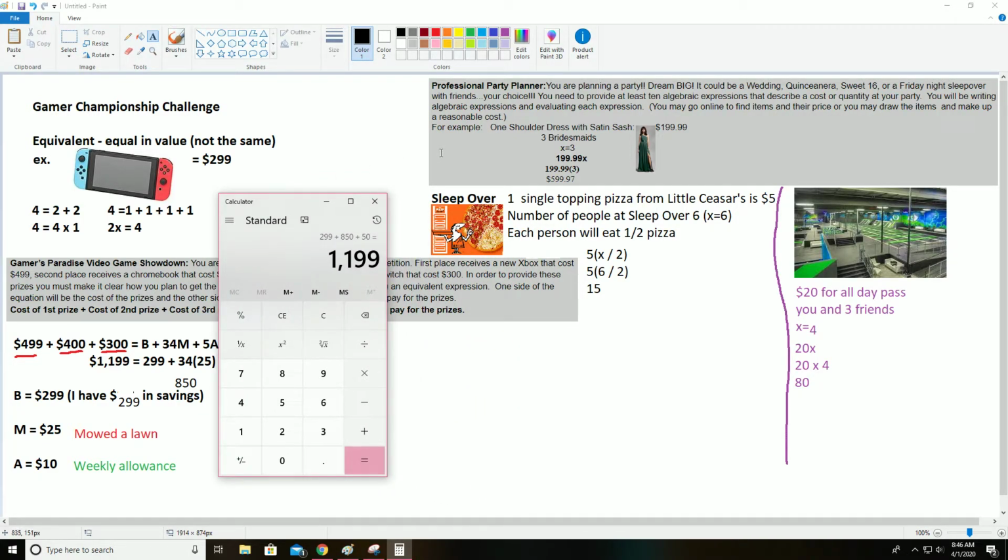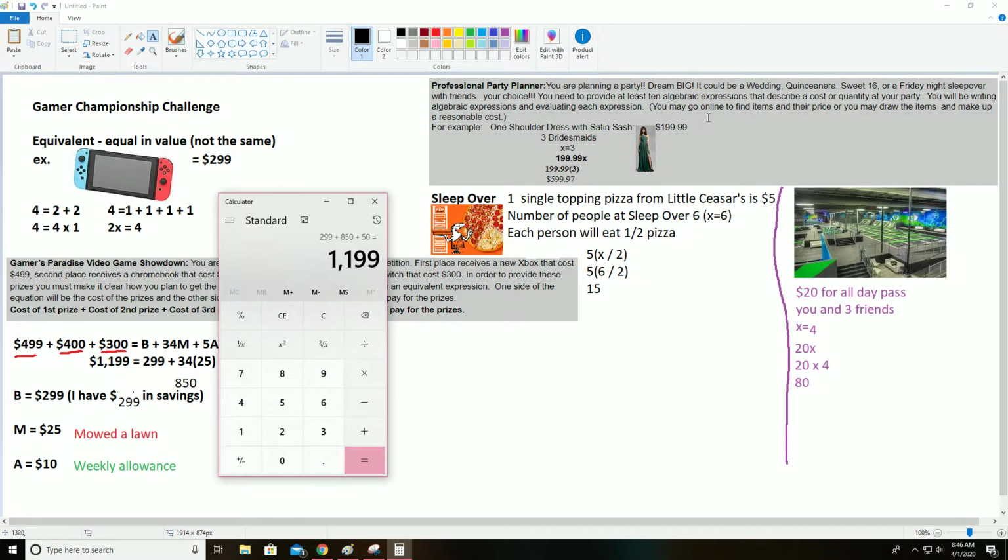The second problem, and remember, you only have to do one or the other. The second one is professional party planner. You are planning a party. Dream big. It could be a wedding, quinceañera, sweet 16, or a Friday night sleepover with friends. Your choice. You need to provide at least 10 algebraic expressions that describe a cost or quantity at your party. You will be writing algebraic expressions and evaluating each expression. Remember, algebraic means we have to use variables. So in both examples down here, I have used variables.